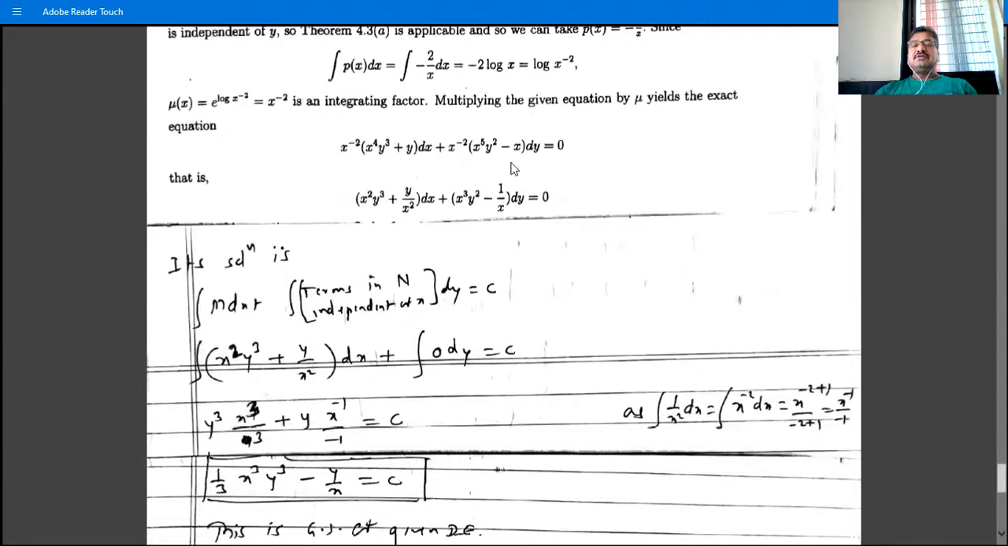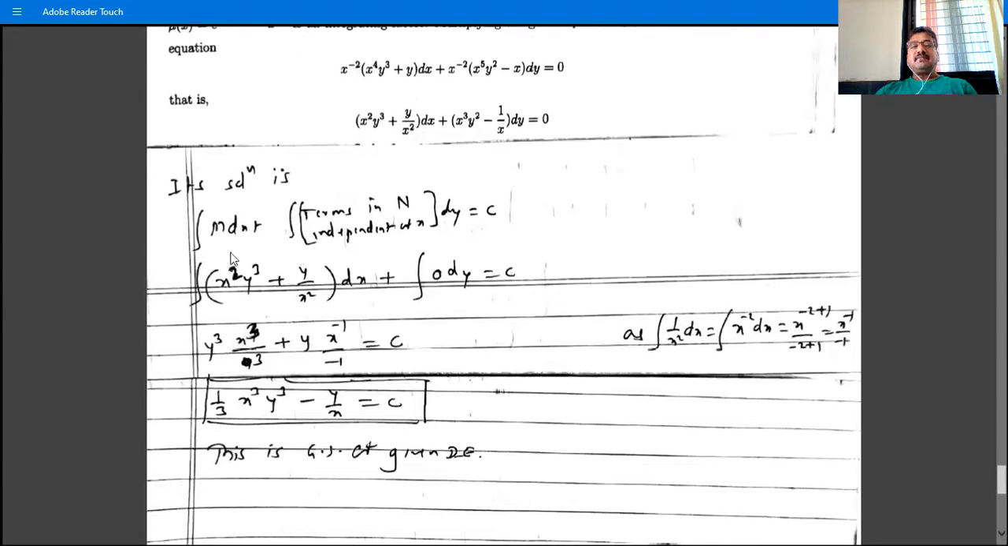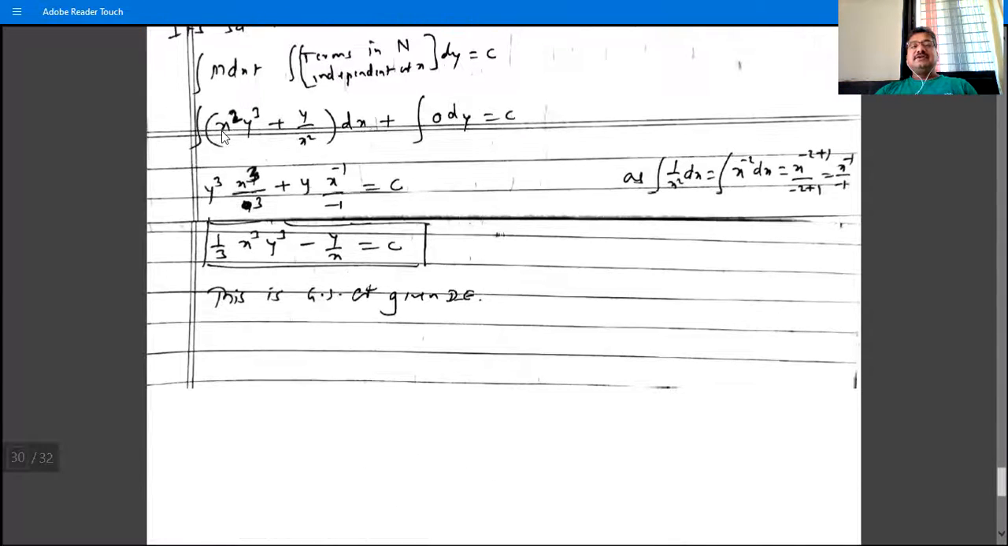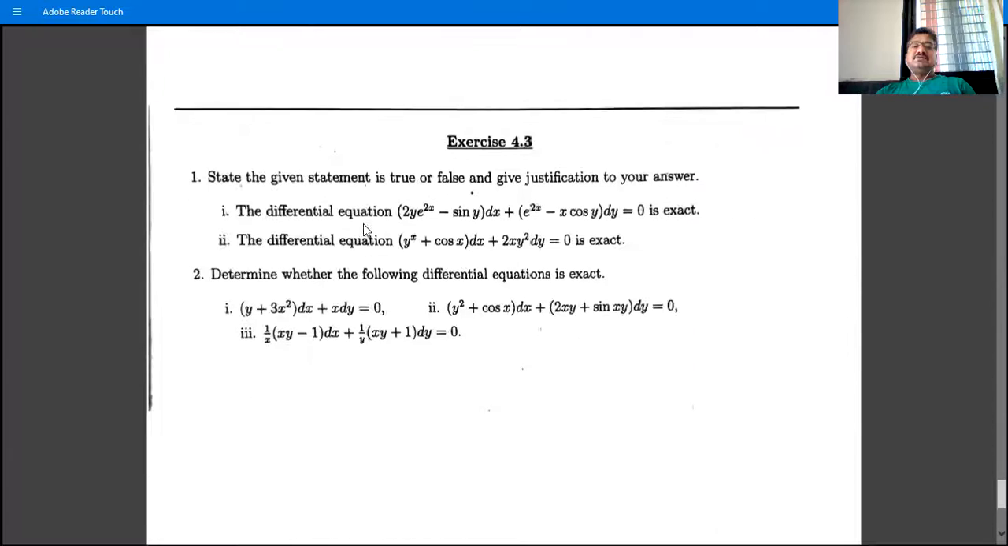So multiplying by x raised to minus 2, we have this, and then its general solution is by using this formula. So we just integrate this: y cube is constant, x square gives x cube by 3, and then 1 by x square. How can you find the integration of 1 by x square? 1 by x square means x raised to minus 2, and by using the rule for x raised to n, x raised to minus 2 plus 1 divided by minus 2 plus 1, that is x raised to minus 1 divided by minus 1, which means minus 1 by x is the integration. So this is the general solution.